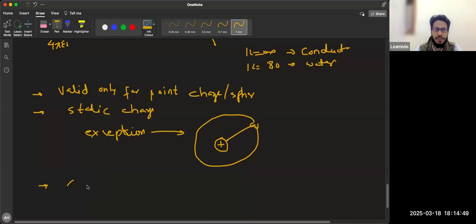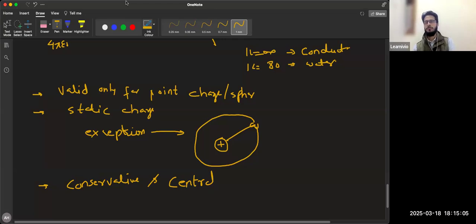Electric force is conservative and central force. What does conservative mean? Mira, what does conservative force mean? So there is no change in kinetic energy. No. Vasna, what is conservative force?